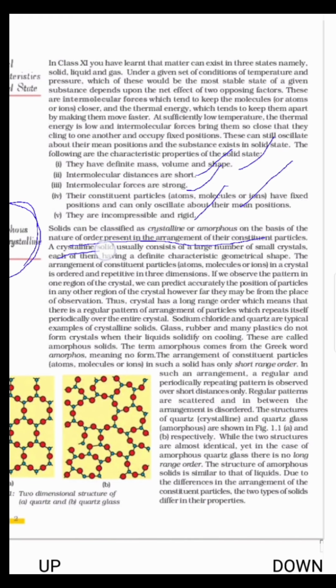Crystalline solids consist of a large number of small crystals. From the name itself it contains crystals, and they will have a 3-dimensional structure and the particles are arranged in an ordered manner. If atoms are present, those atoms will be arranged in a particular manner.